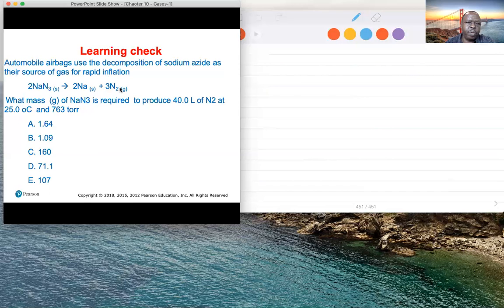This is responsible for inflating. So the mole ratio here is 2 to 3. And what mass of sodium azide, this compound, is required to produce 40 liters of nitrogen gas at 25 degrees Celsius and 760 torr? This is the ideal gas equation. There are some calculations you need to do first before you apply it. The ideal gas equation is PV equals nRT. What are we looking for? What mass?